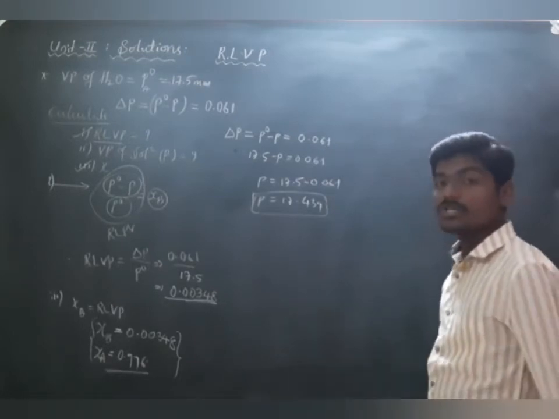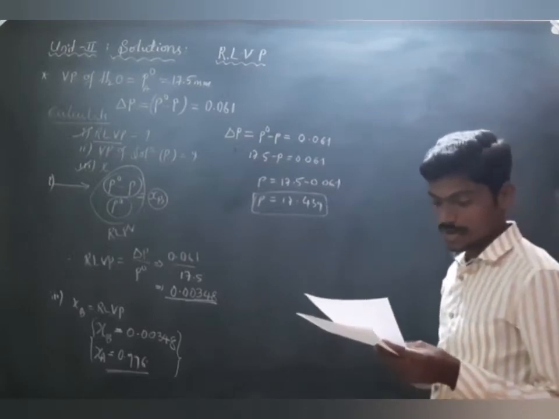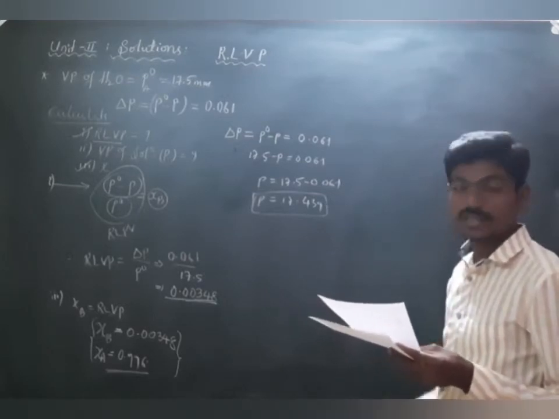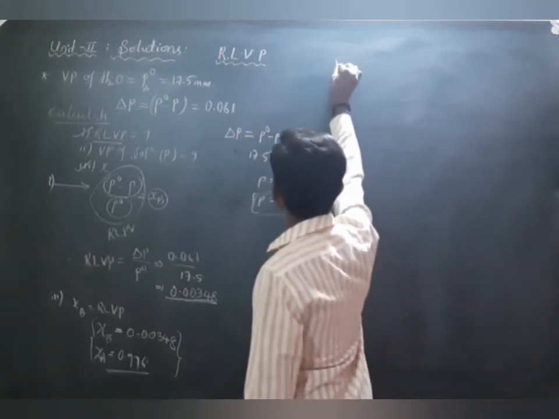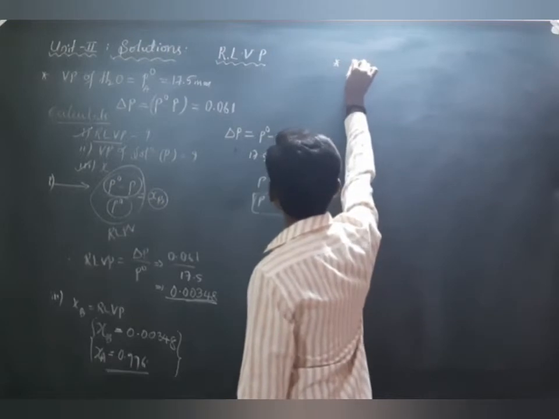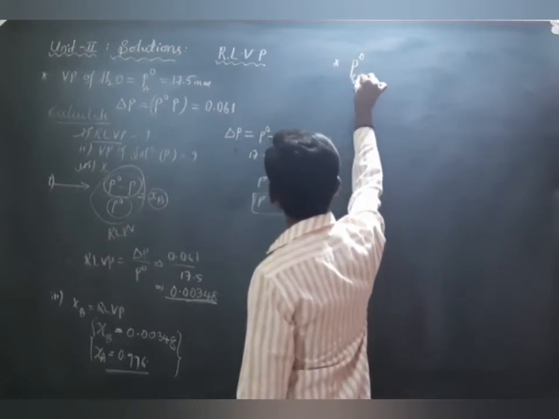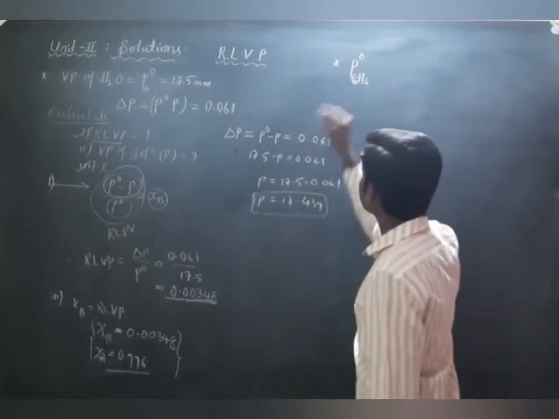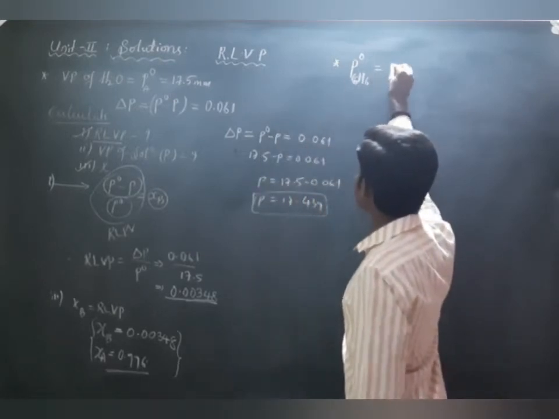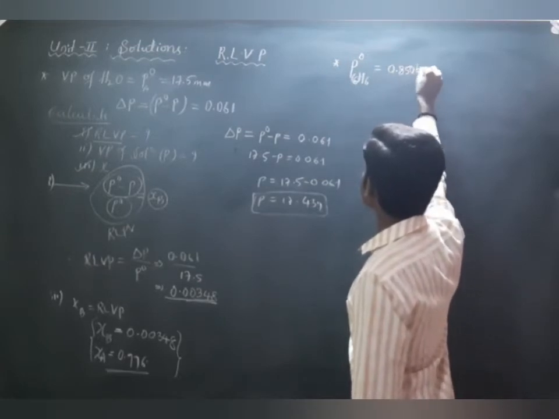The vapor pressure of pure benzene is given, that is P naught of benzene, C6H6, is 0.850 bar.